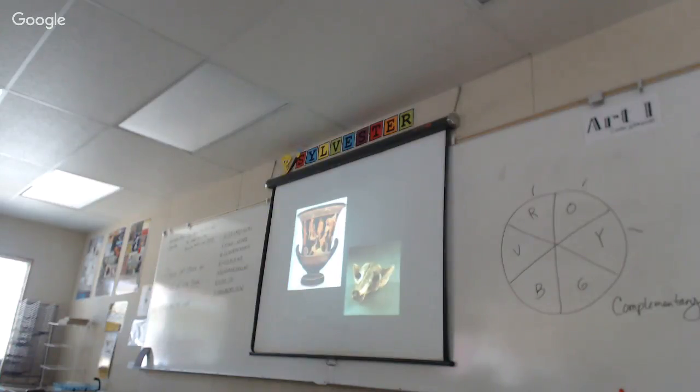We have a couple other examples of shape. Some black and red ware. It's Greek, and then this is one of our images for this unit, which is the Camelid Sacrum.